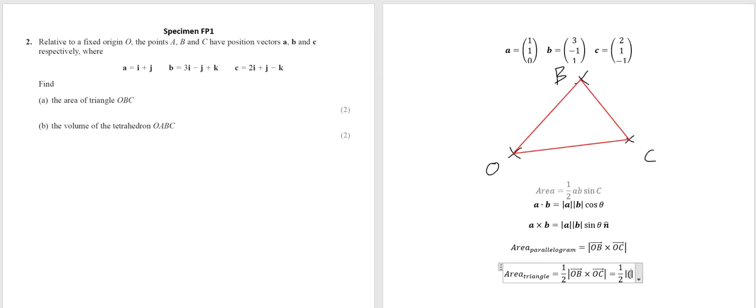All we need to do now is compute this. And the quickest way to do this is to write down the vectors you're going to be taking the cross product of. We've got OB 3, minus 1, 1 and OC 2, 1, minus 1, and then let the calculator do the heavy lifting for you.